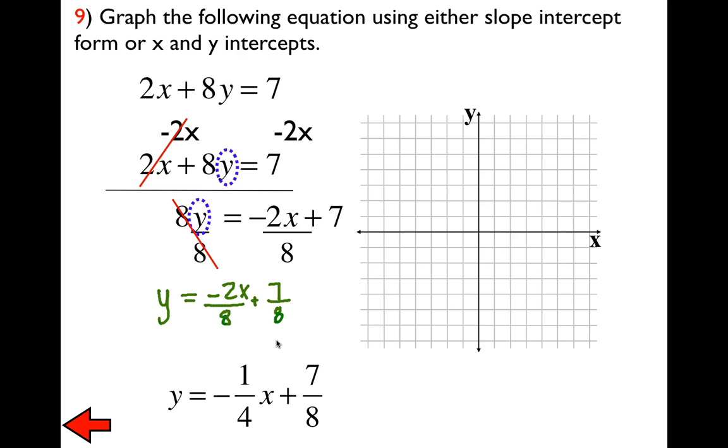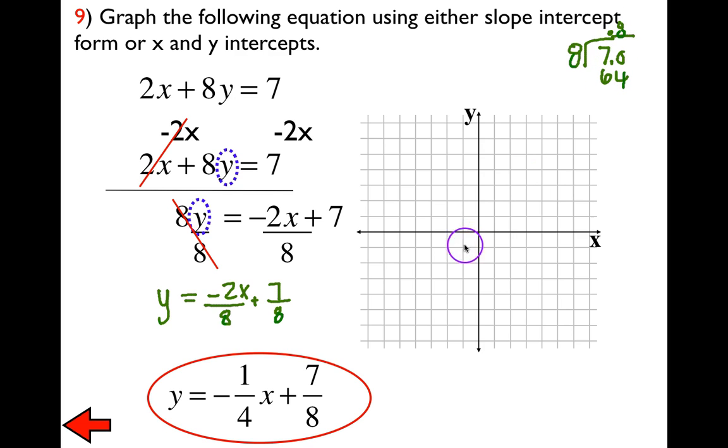Now, is this a nice one to use to graph? I would definitely say no, because I'm going to have to plot 7/8 as my y-intercept, which is, let's see, 7/8. If you divide it, that's going to be about, let's say, 8/10. So on the y-axis, I'm going to find where I think 8/10 is, which I'm going to say is about right there. And then from there, I'm going to have to use my slope, which is a negative 1/4. So if I'm originally at 8/10, if I go down, it's going to be about here, and then I have to go over 4.